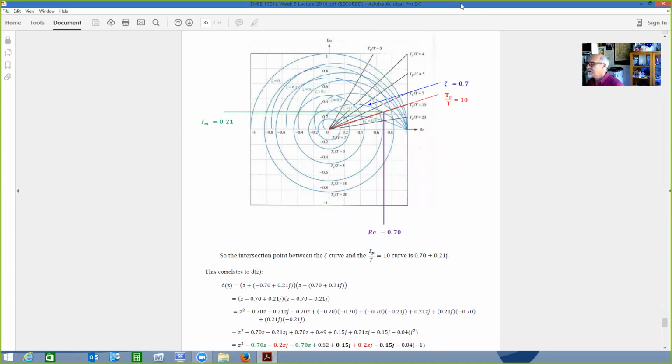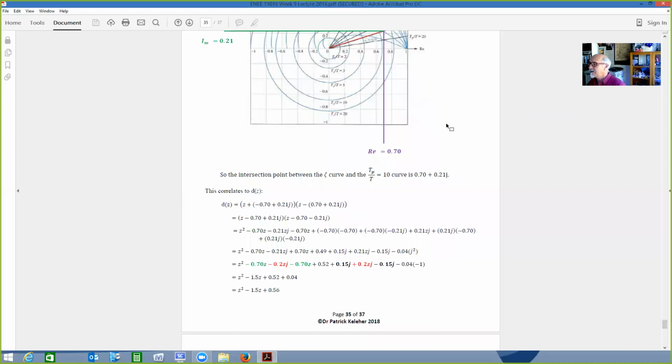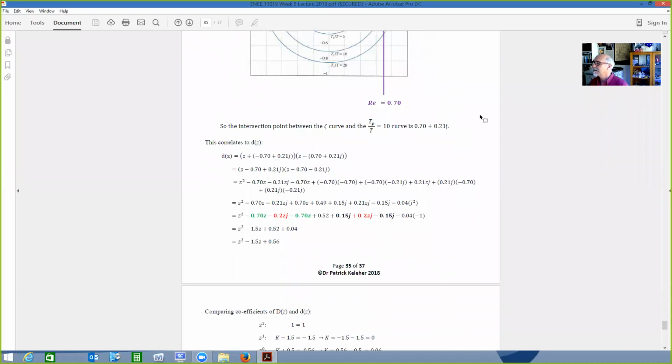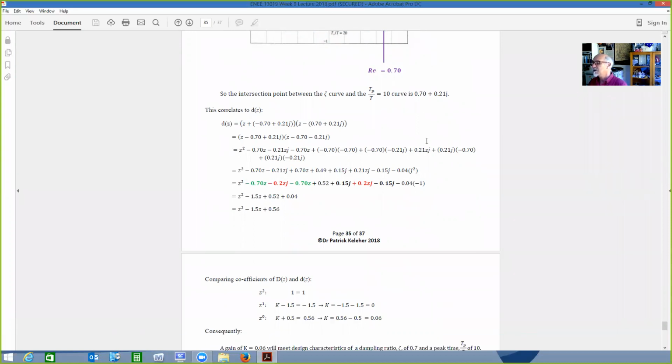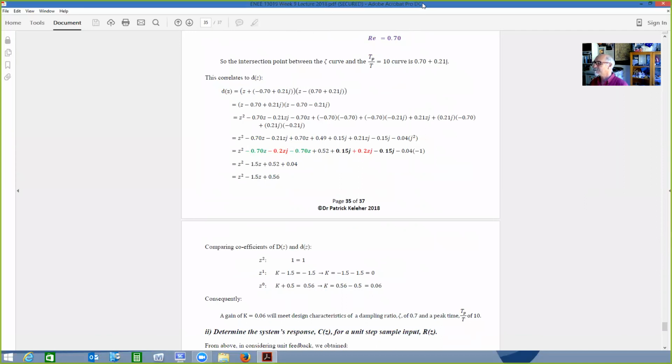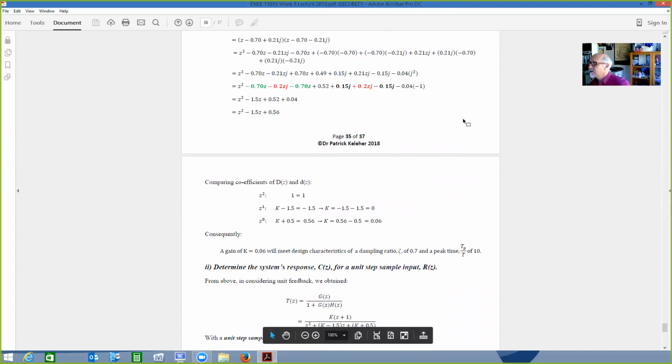So this correlates to D(Z), so we plug that in as our known value and go through, collecting up our terms. Just be careful as you mull through with your j's and things like that, and make sure you collect them up correctly. As you do that, we're going to end up with this little polynomial. As we equate those particular terms, we find that ultimately we have a gain K equal to 0.06. We'll meet our design characteristics of a damping ratio of 0.7 and a peak time TP over T equaling 10. All right, good.